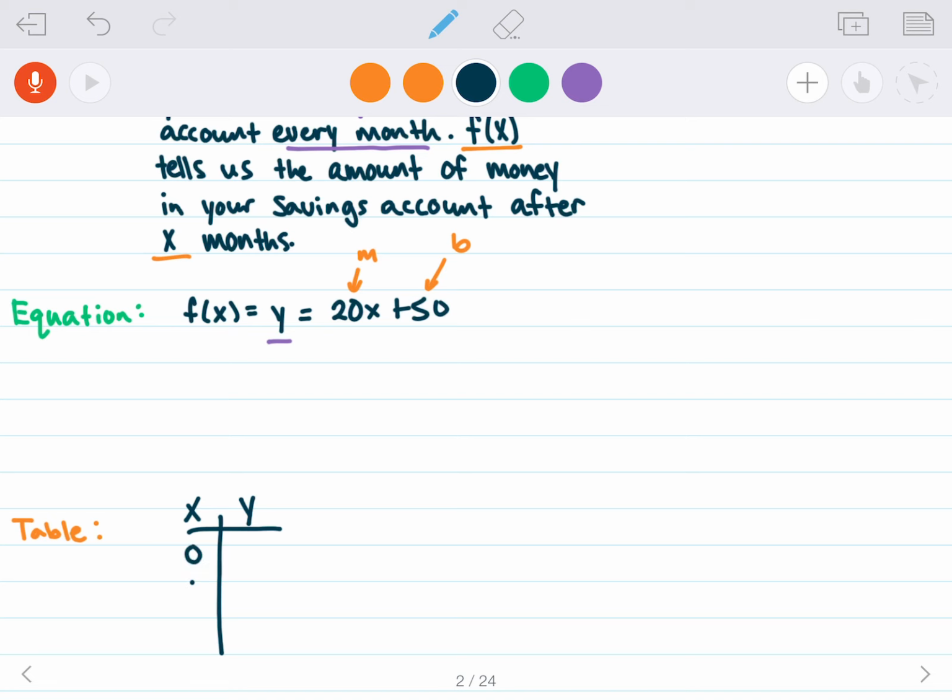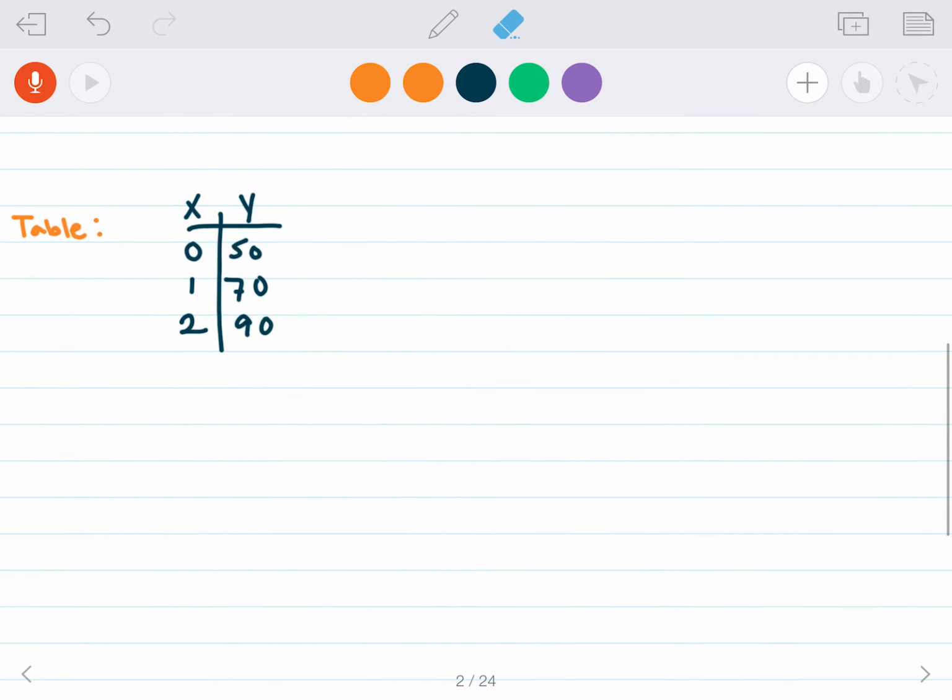So I'm going to just pick 0, 1, 2. And my output, well, the first output is going to be 20 times 0 plus 50, and that's going to give us 50. The second one is 20 times 1 plus 50, that's going to give us 70. And the third one is 20 times 2 plus 50, which gives us 90. So this is a table representation of a function of one variable. We came up with some inputs, and we got some corresponding outputs based on the rule, which is the equation. All right, cool. So we got tables there.